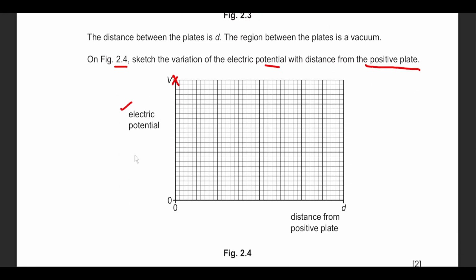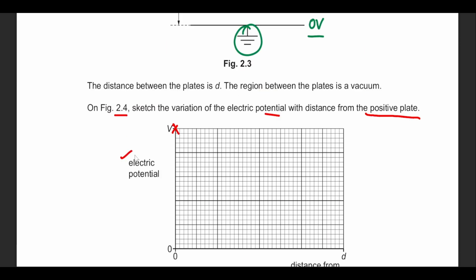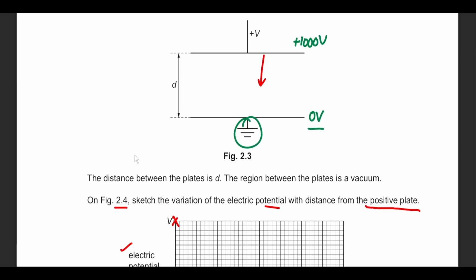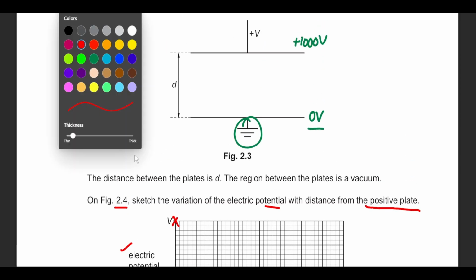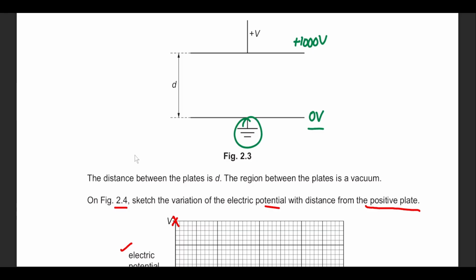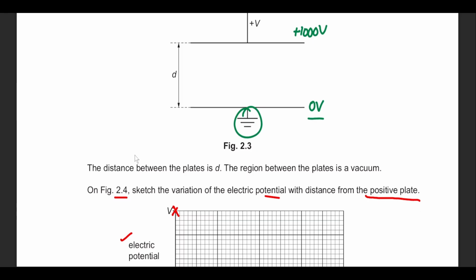But since the distance is being measured from the positive plate, the reference is from the positive plate, it means you're going away from it, or your reference point is slightly away from that point. You're not coming as close to this as you are likely going to be.